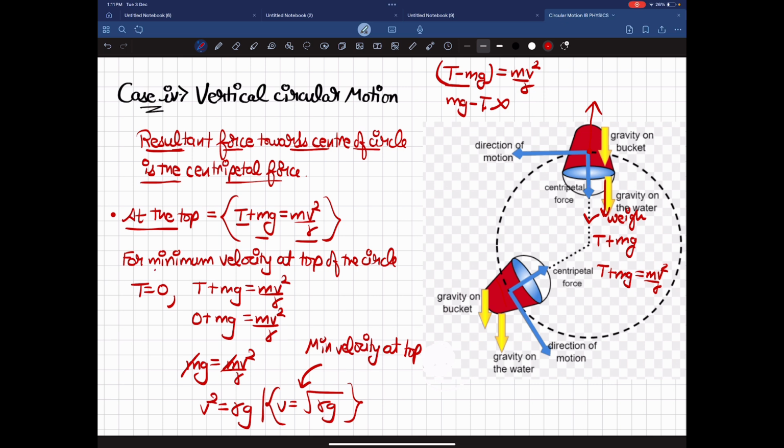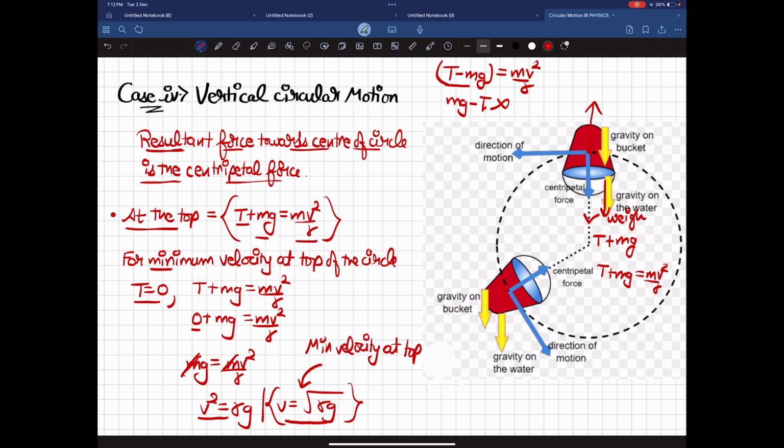Alright. So for minimum velocity at the top of circle, take tension to be 0. So 0 plus mg is equal to mv square by r. mg is equal to mv square by r. m cancels from m. v square is equal to rg. So v is equal to root rg. This is the minimum velocity at top.